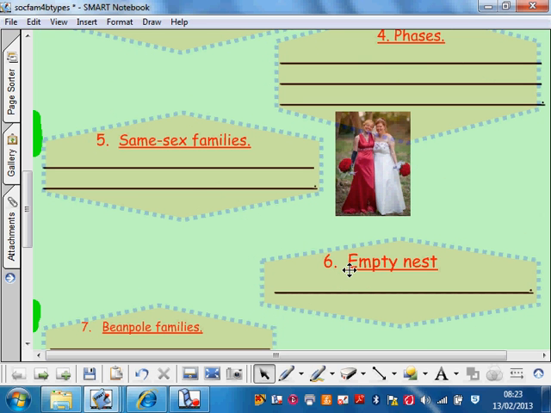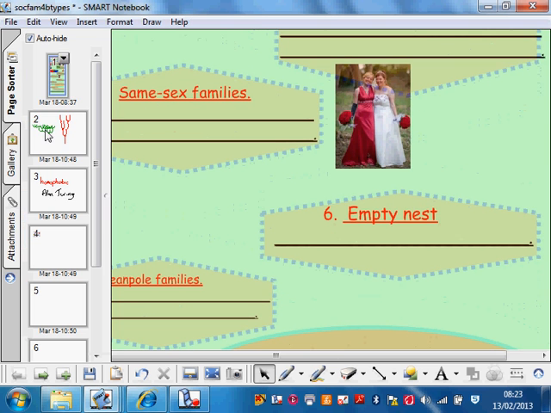There's the empty nest family. As people live longer, and as their kids move out earlier, you find yourself living in an empty nest. So you're a parent, your kids are grown up, they've left home, you're in a big house, or just a house in fact. It's called the empty nest family.